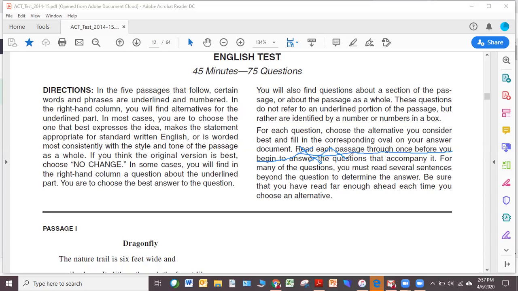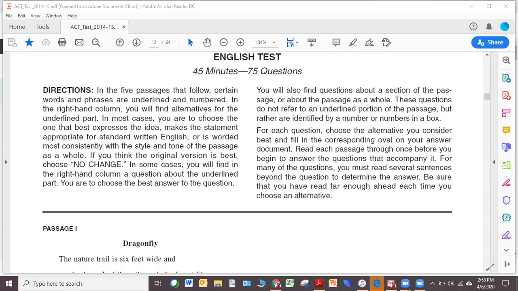Now, one thing that I do, however, want you to do is the second part where it says, for many of the questions, you must read several sentences beyond the question to determine the answer. Read several sentences beyond the question to determine the answer. So sometimes you really do need to read about a sentence above and a sentence below to get the context.